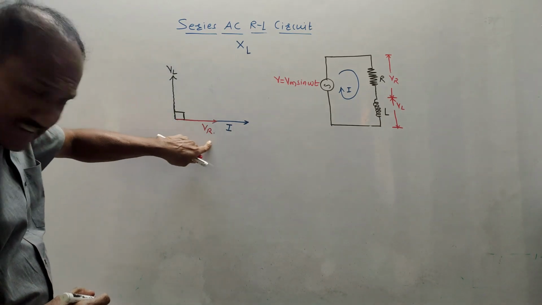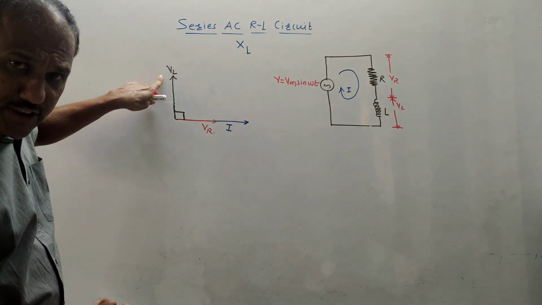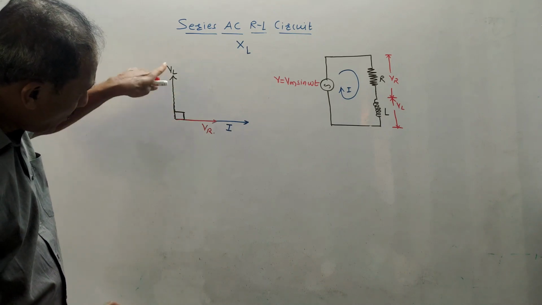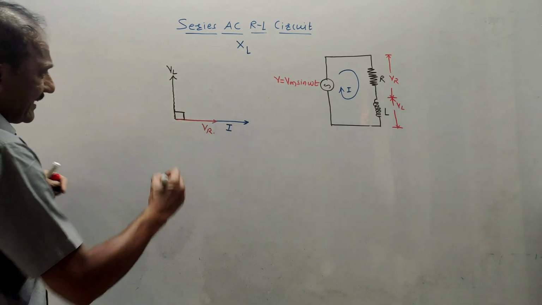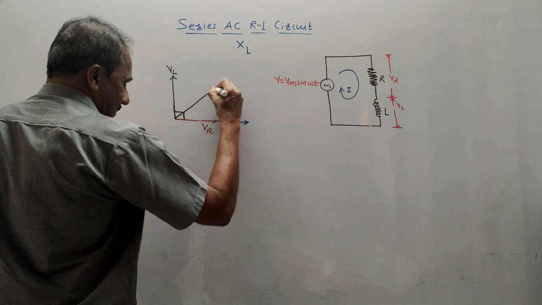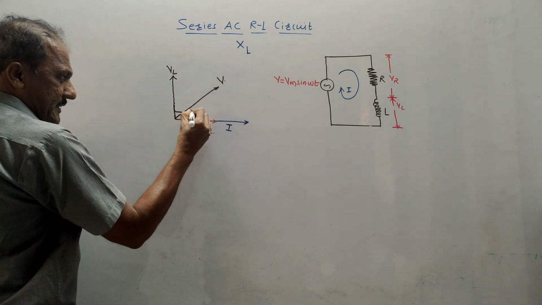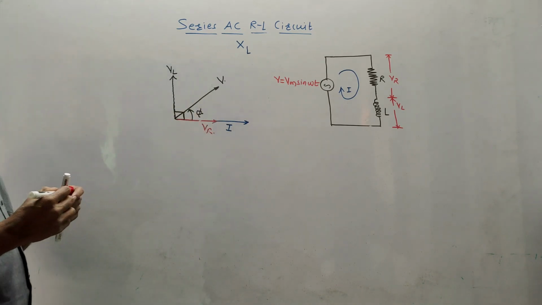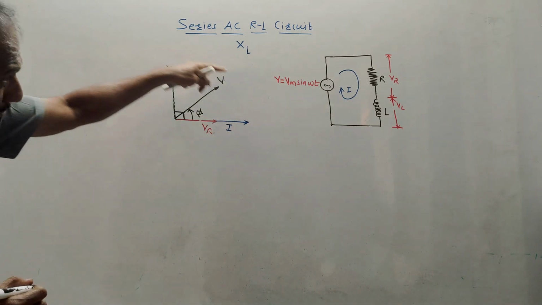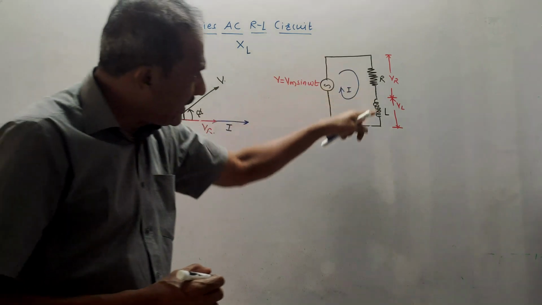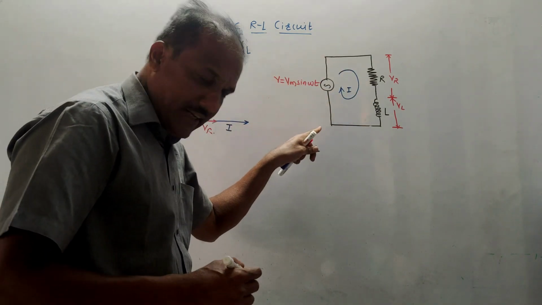Now, consider this as the VR line, and this is the VL line, the voltage across the inductor. If you want to draw the resultant of this mathematically, the resultant vector will be like this. This is the resultant voltage V. Let us say this makes an angle phi. So this is the complete phasor diagram for the given series RL circuit.